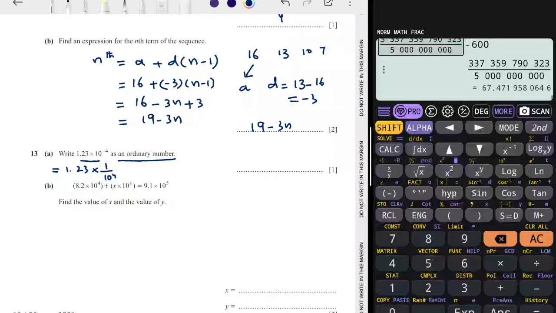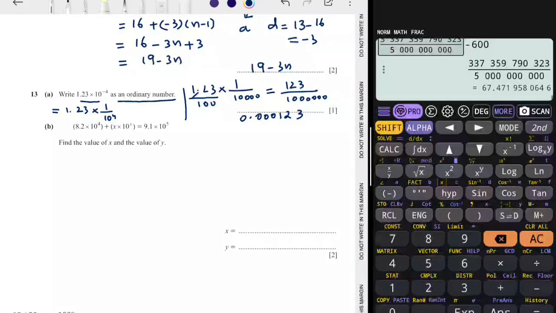Now it can also be written like this: 1.23 multiplied by 1 over 10,000. We remove the decimal, so it will be 123 divided by, there would be 6 zeros. Now we have to write the final answer. It would be 0.000123. This would be the answer.